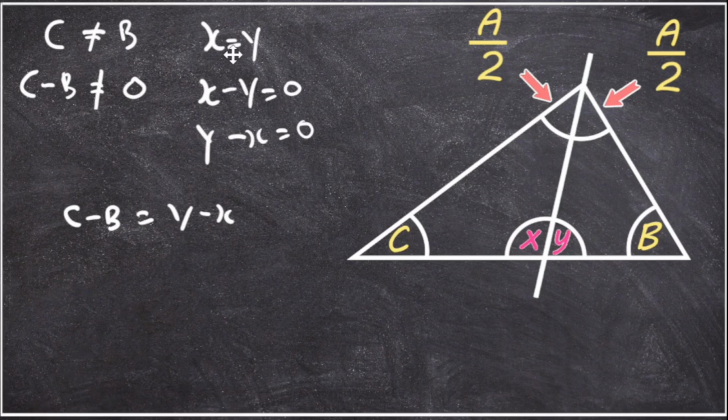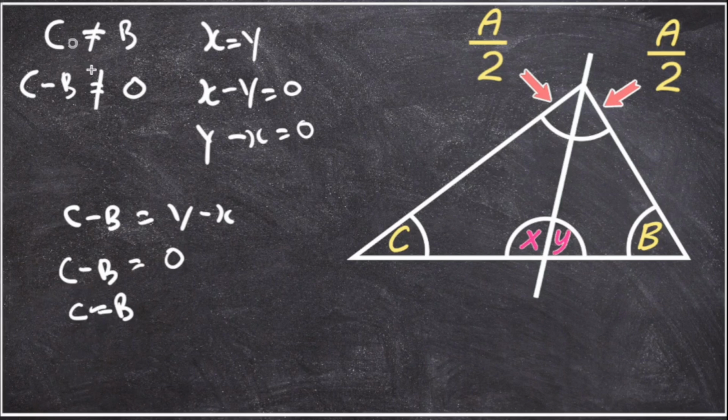Now we said that if the angle bisector passing through the base is perpendicular, X is equal to Y, and if that's true, then Y minus X is equal to 0. Well, in the equation we just found, we have Y minus X, so we could replace this Y minus X with 0, which would mean that C minus B is equal to 0. And so that means that C must be equal to B. But do you see a problem here?